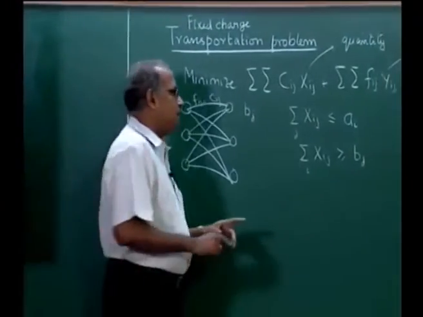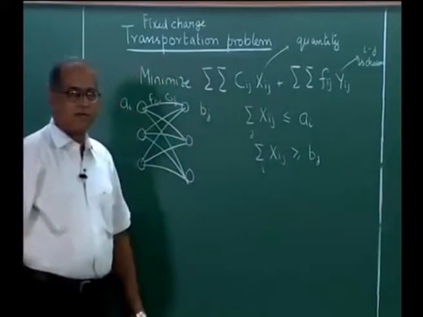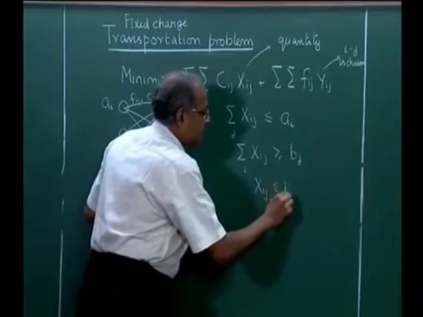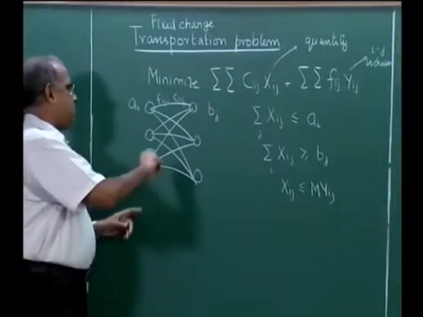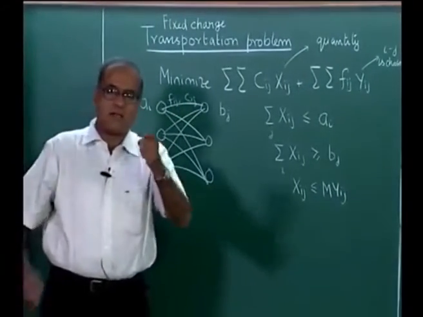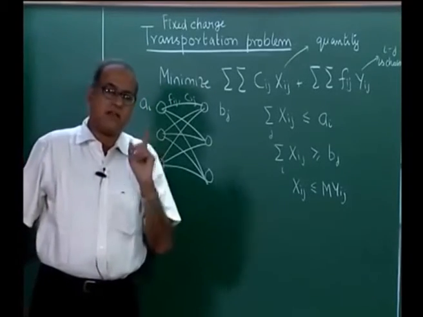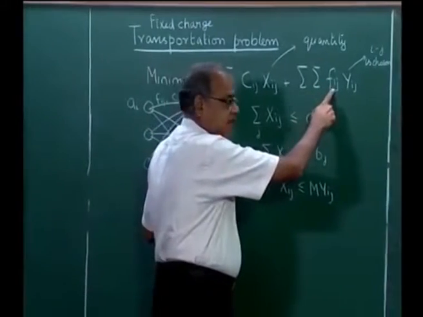Now we also have to relate the yij variables to the xij variables. So, xij is less than or equal to M into yij, which means that if I am transporting from a particular i to j, then I have to choose that arc first and then transport, which means when I choose that arc I incur the fixed cost of transportation.